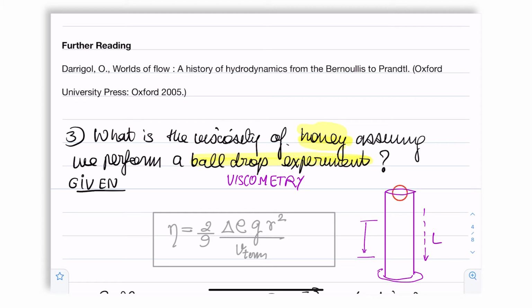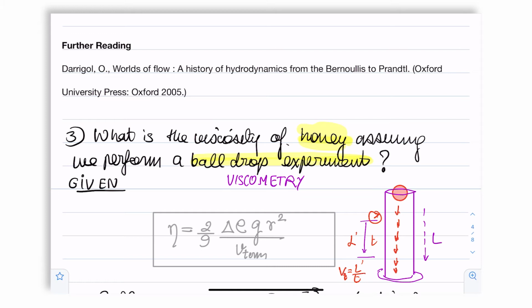So when we now allow this ball to fall through the fluid, we use a stopwatch, measure the time it takes to travel through some distance L prime, and use velocity is equal to L prime by T, and this velocity is the terminal velocity so long as it's not changing. So that's what I meant by terminal velocity.